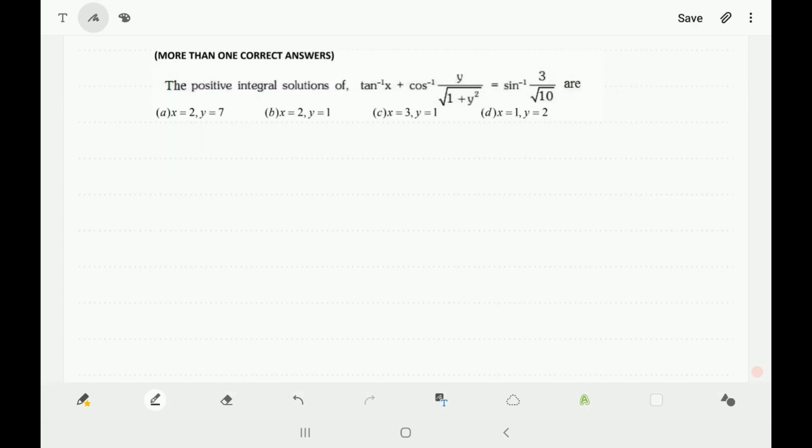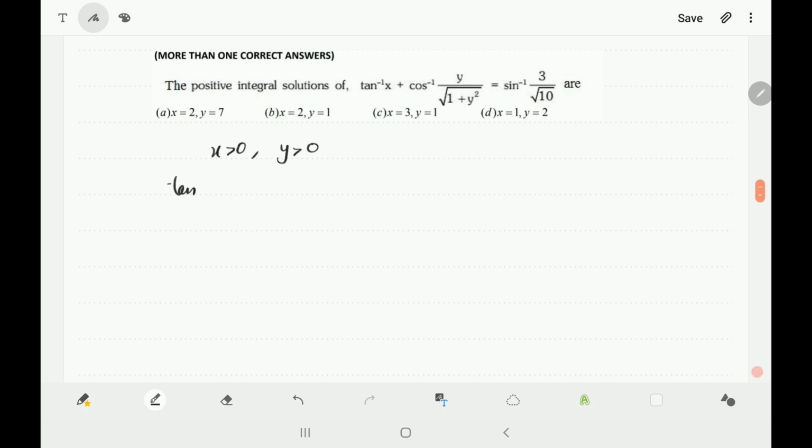In this problem, we have to find the positive integral solution of this equation: tan inverse x plus cos inverse of y upon under root 1 plus y square is equal to sin inverse 3 by root 10. Because x is also a positive integral solution, and y is also positive, we can easily convert all the terms into tan inverse. Like cos inverse can be easily converted into tan inverse.